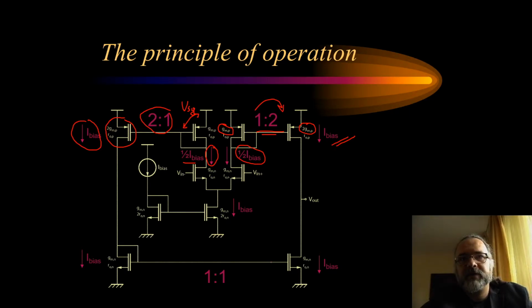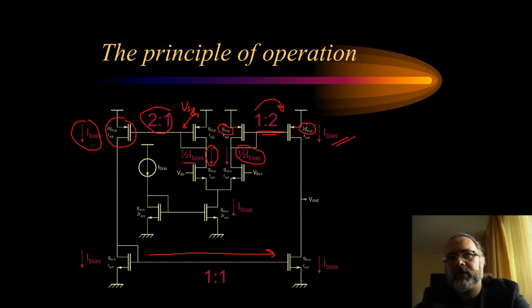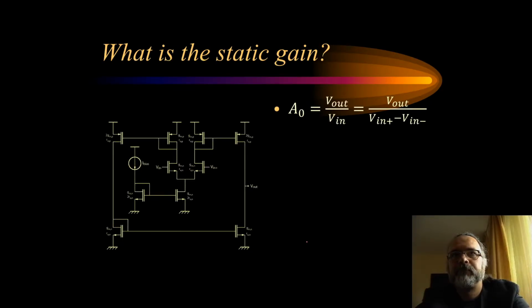Again, we have a current mirror, and this current mirror will copy this current simply here. So here from the top we will have the bias current, and here we will have the bias current flowing to the ground. So the output stage here, the two transistors are balanced.